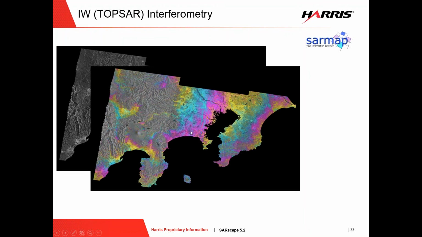We see areas with good coherence, nice colors, and we see low coherence over the vegetated areas, volcano, forest here in the northwest part, Hakone volcano, a lot of vegetation, low coherence, but we see nice performance of the interferogram generation in this area.